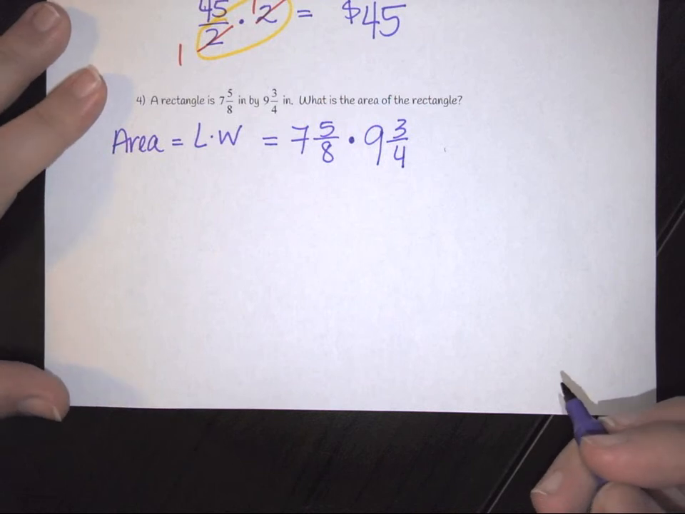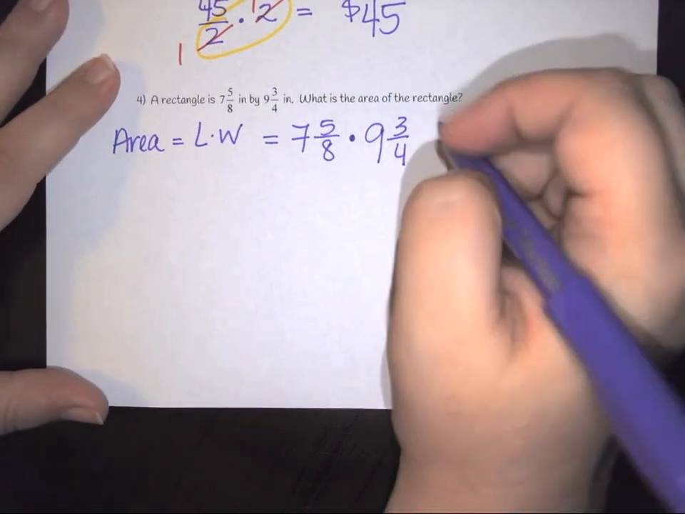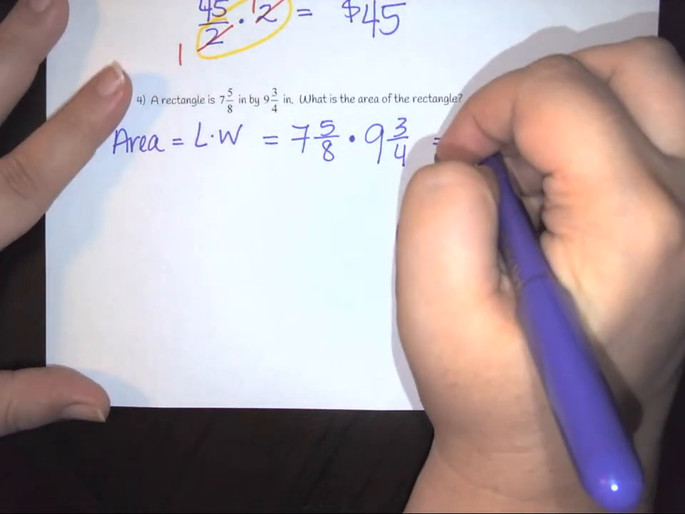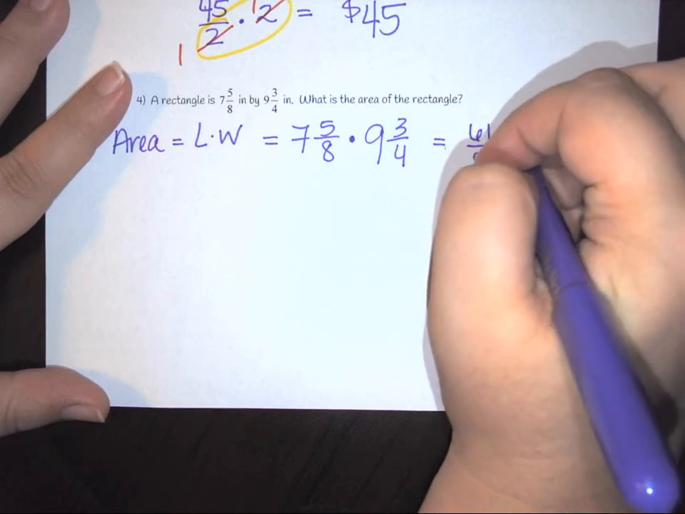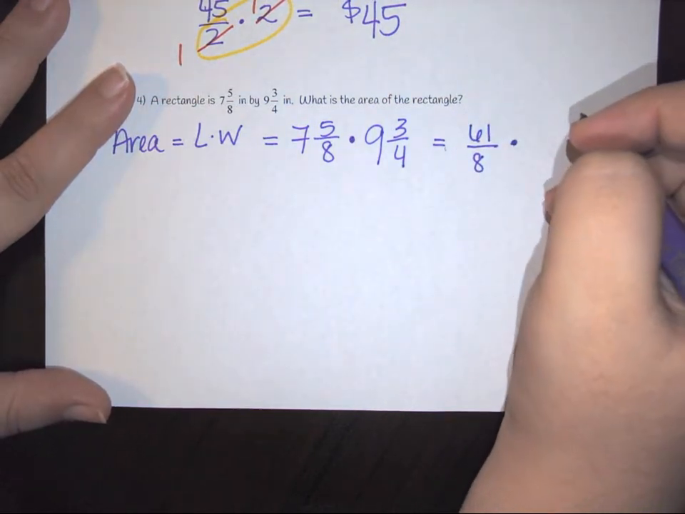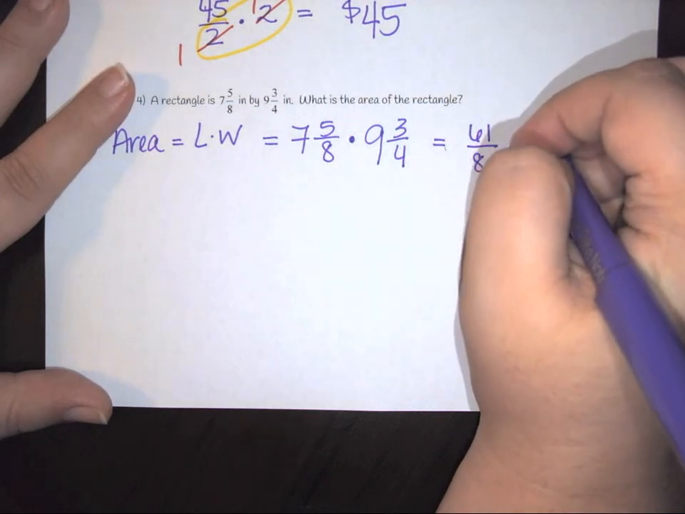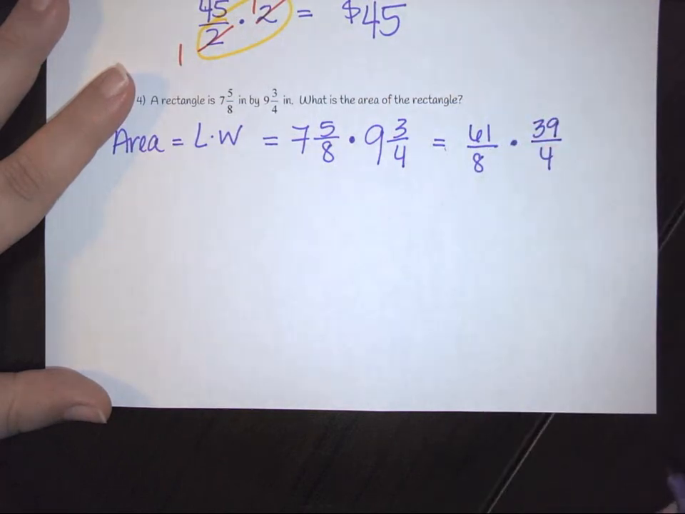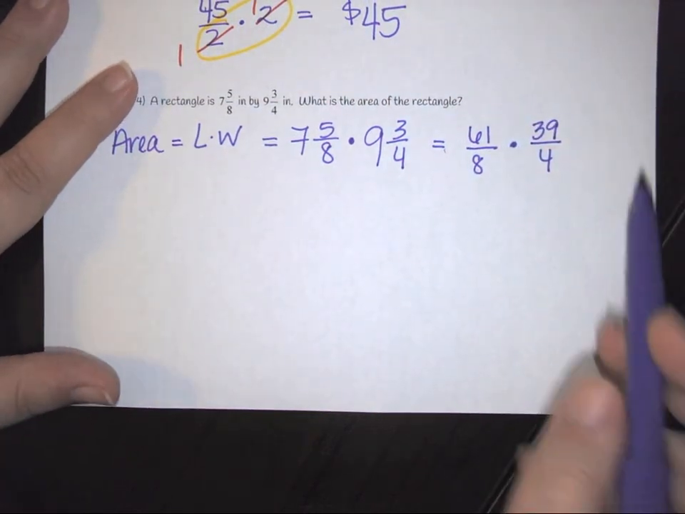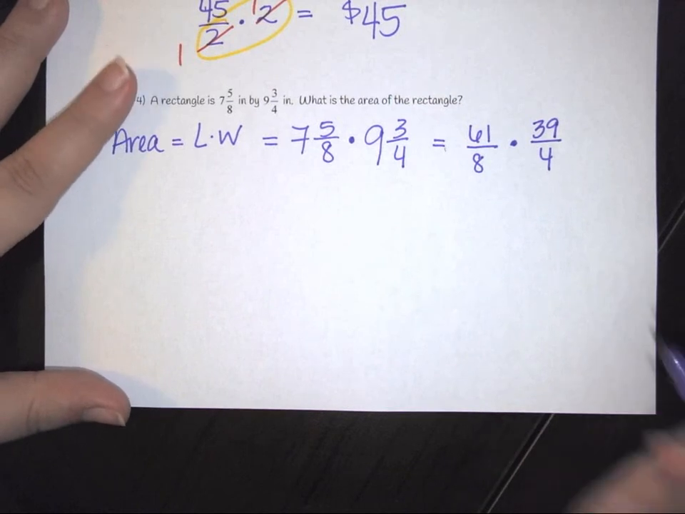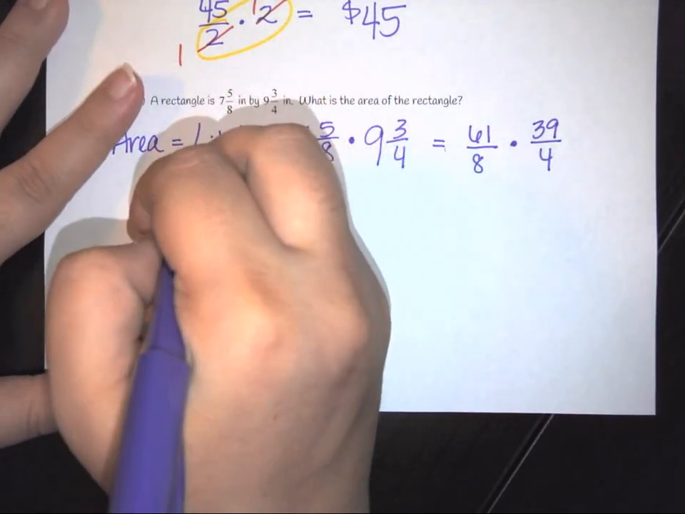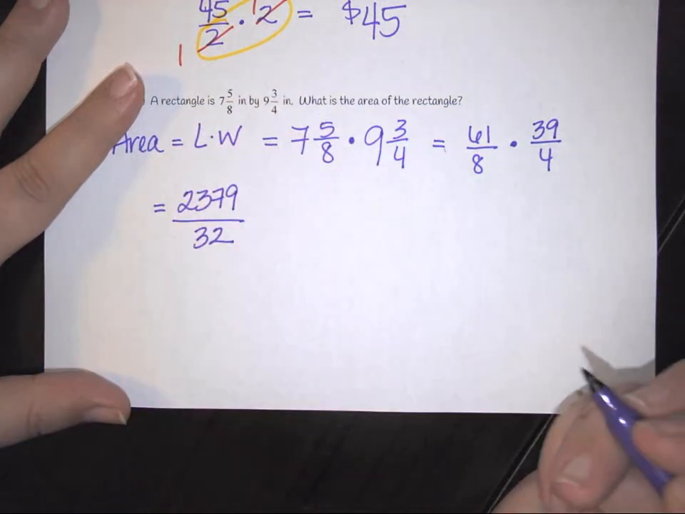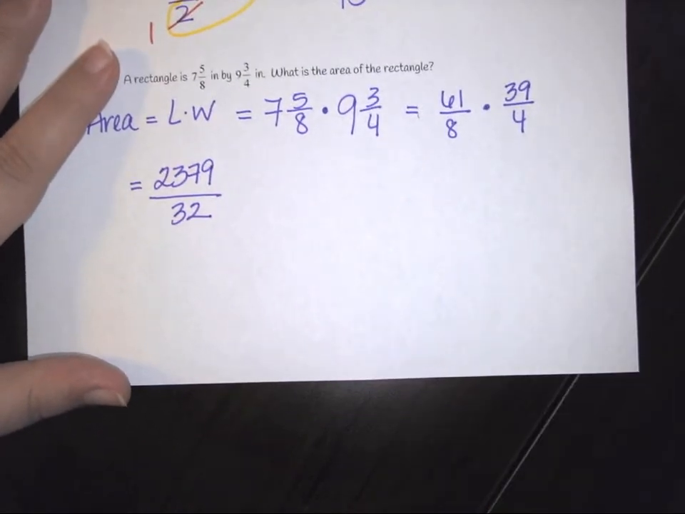I need to change both of these into improper fractions. So this is 8 times 7 plus 5 gives me 61 over 8. And I'm multiplying that. 9 times 4 plus 3 gives me 39 over 4. In this case, we can go ahead and multiply. So this is going to give us 2379 over 32. And I can go ahead and do my long division.